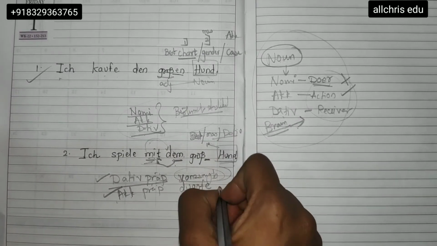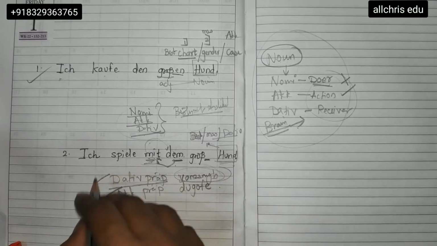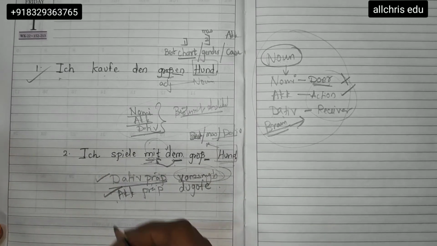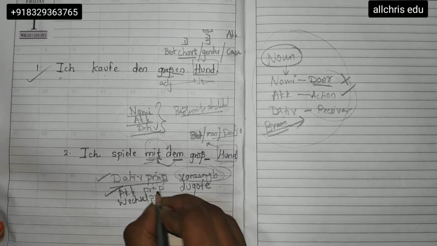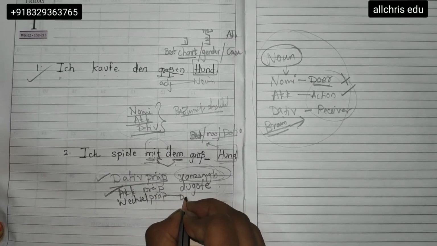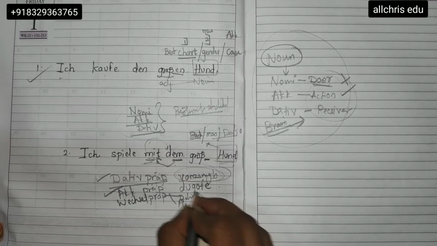Okay, so this is one concept. To know this concept, go through the preposition topic. There is also one wechsel (two-way) preposition, which is an interchanging preposition. Sometimes it takes the dative case, sometimes it takes the accusative case.